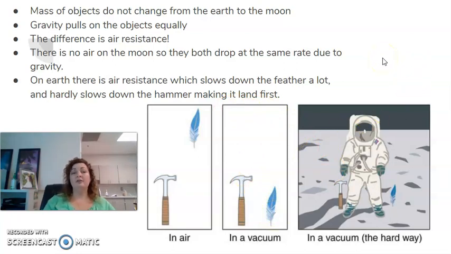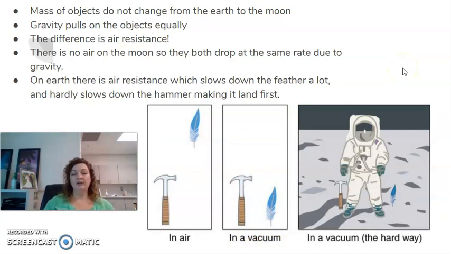So here's why. The mass of the objects does not change from the Earth to the moon. Remember, mass stays the same. Gravity pulls on the objects equally. The difference is air resistance. There's no air on the moon, so they both drop at the same rate due to gravity. And you can see that here. This one says in a vacuum, like on the moon or in outer space, where there's no medium.